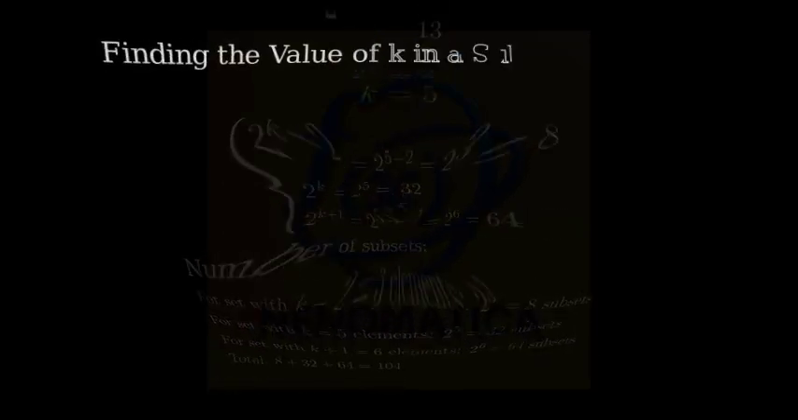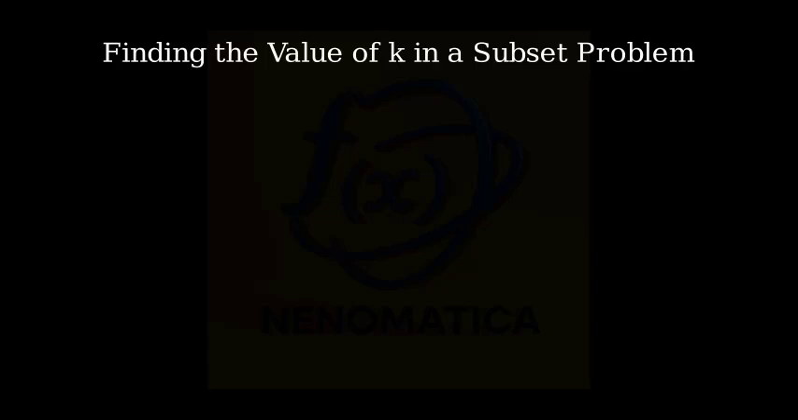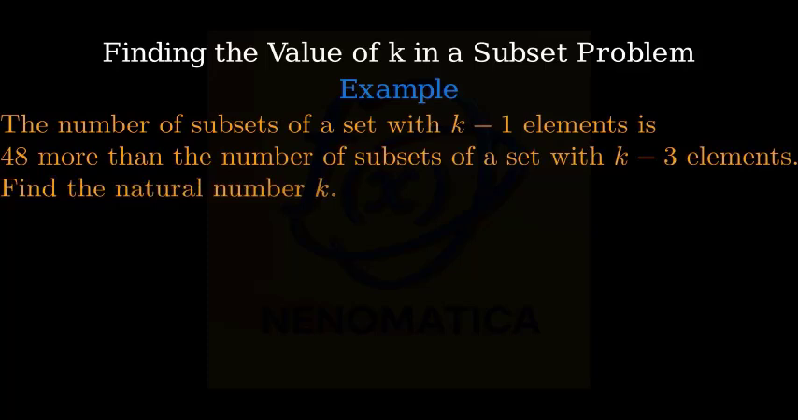In this video, we will solve a combinatorics problem involving subsets. Here's our example. The number of subsets of a set with k minus 1 elements is 48 more than the number of subsets of a set with k minus 3 elements. We need to find the natural number k. Let's start by setting up an equation.